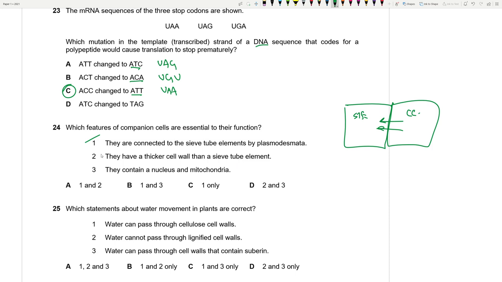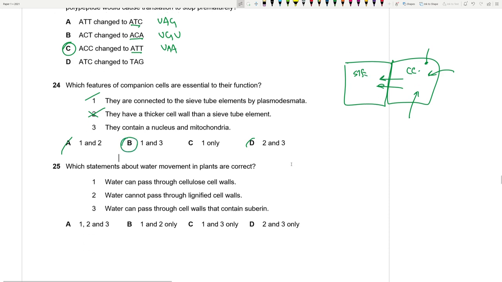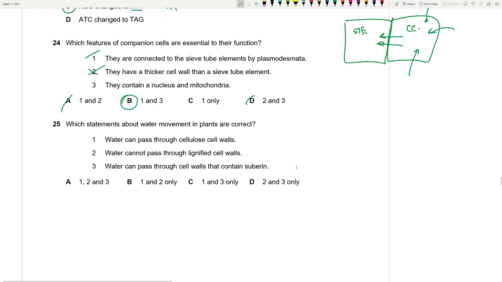What role does this have? This is wrong. 2 is actually wrong. Okay, they contain a nucleus and mitochondria, right? So they are actively pumping in, loading sucrose, right? We need energy for that. Of course we need that. Okay, so 1 and 3 are correct. 24 is B. 25. Which statements about water movement in plants are correct?